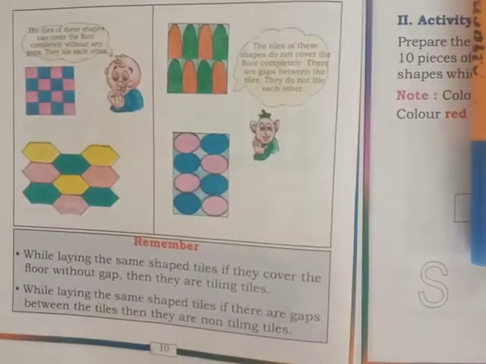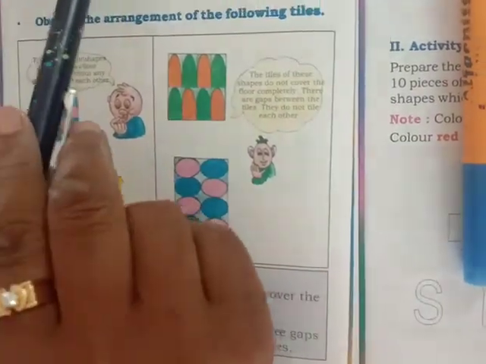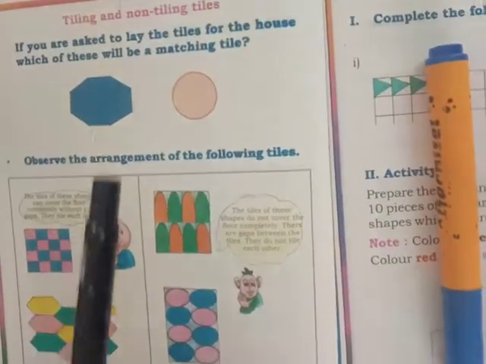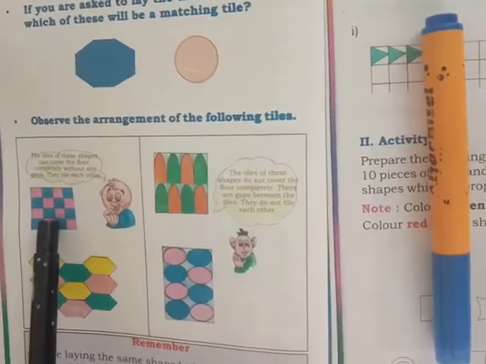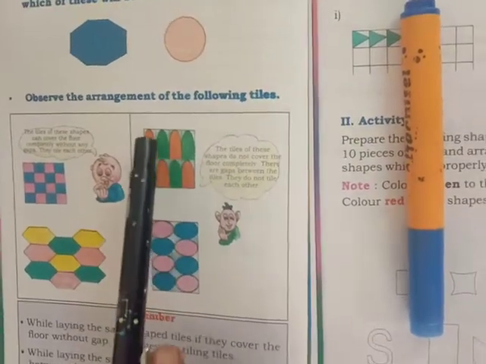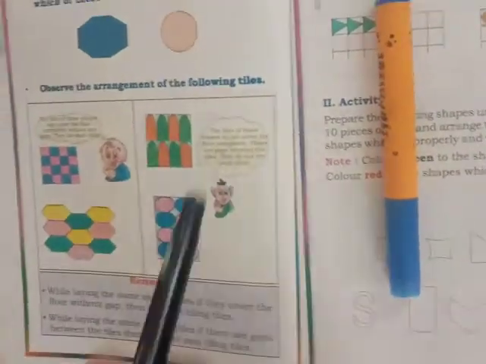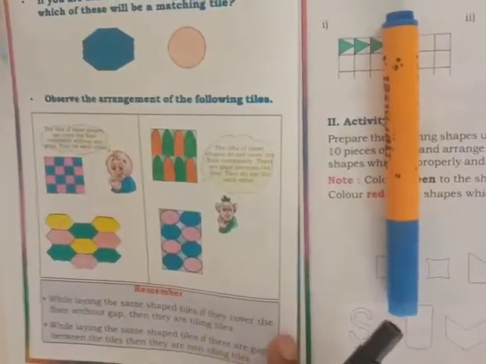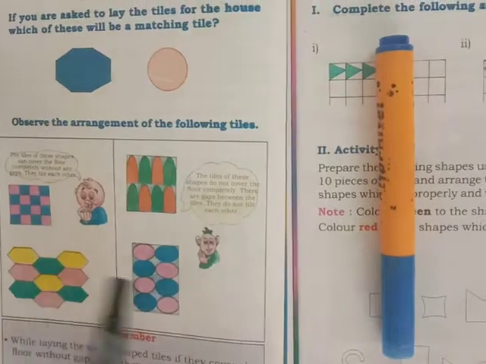Understand the difference between tiling and non-tiling tiles? Tiling tiles means there is no gap between the tiles, and now in non-tiling tiles we find gaps. So this is one example I tell you.